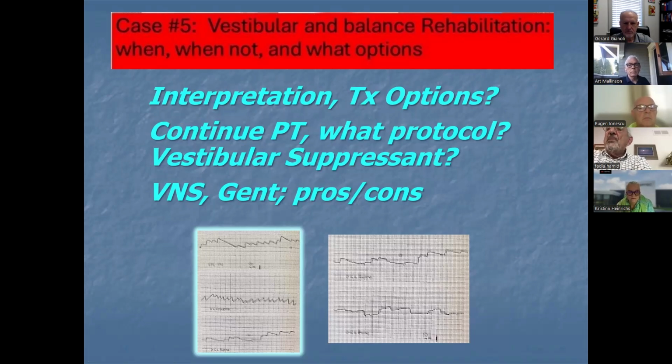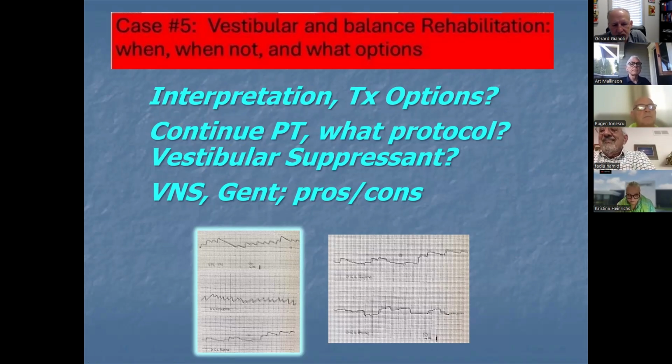So what is the treatment option? We can continue physical therapy. It's not going to work. We've been doing it for 6 months. Vestibular suppressants are not going to help. Can do vestibular nerve resection. Jerry, would you do vestibular nerve resection? Would you do vestibular nerve section on this patient?